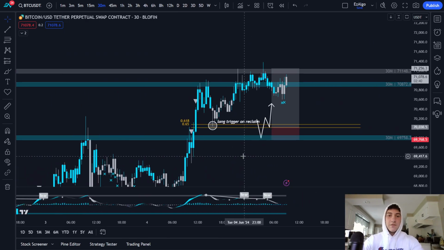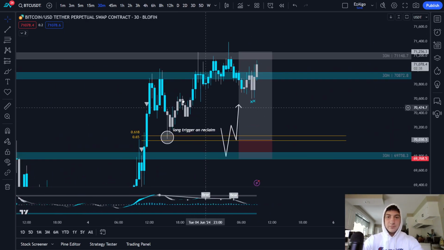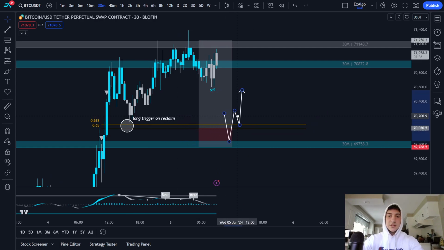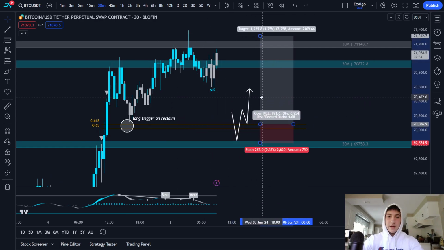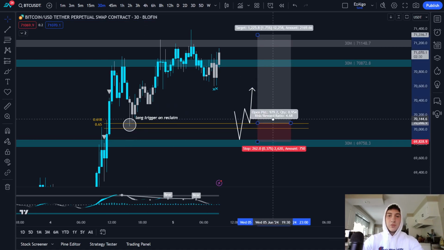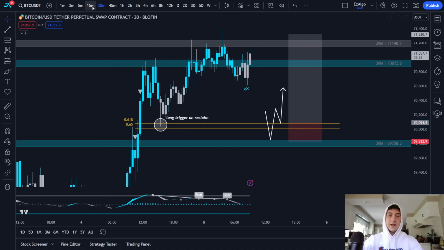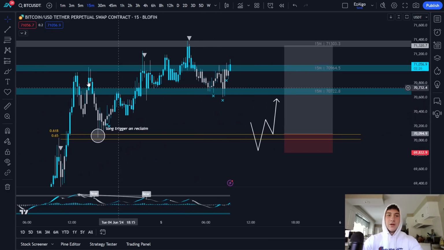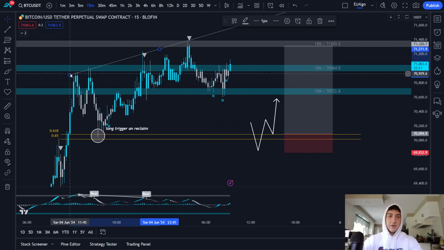So I'd be looking for price to sweep this low, right? I'll move this out the way. To sweep this low and then reclaim, and the reclaim would be your long trigger to get into a scalp long here, right? And also you can see we've swept liquidity multiple times, like a nice little 3 drive here.